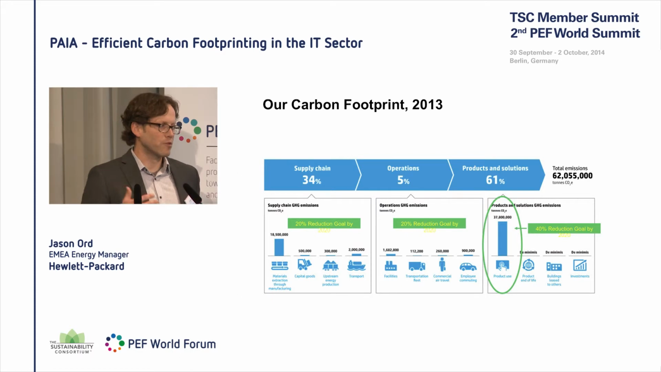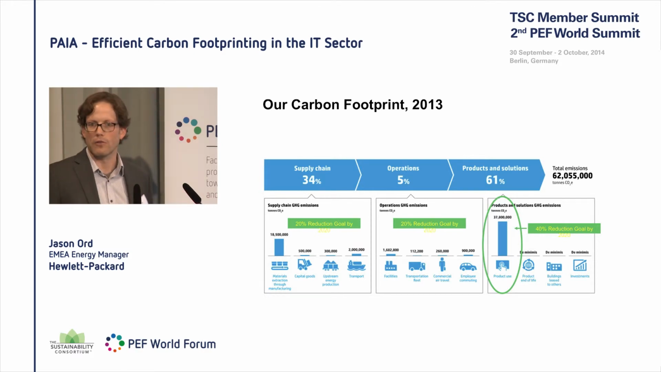We've also published goals to reduce our impact in each of those main areas. We have a goal to reduce our supply chain impact by 20% by 2020, our own operations impact by 20% by 2020, and the use phase of our products by 40% by 2020. PAIA allowed us to do those what-if scenarios. How would we get to those goals? What would we have to change? It gave us insight into how our products worked and how customers were using them, to figure out how we could meet those goals.